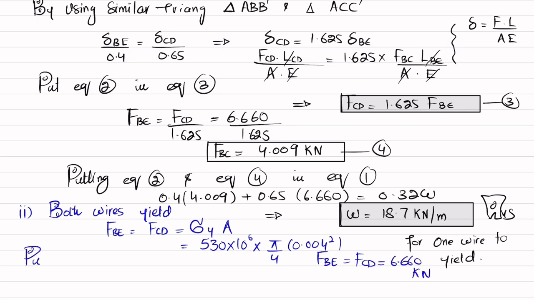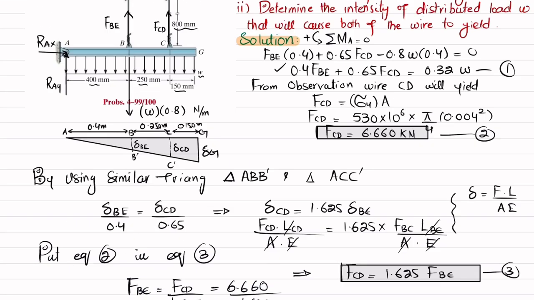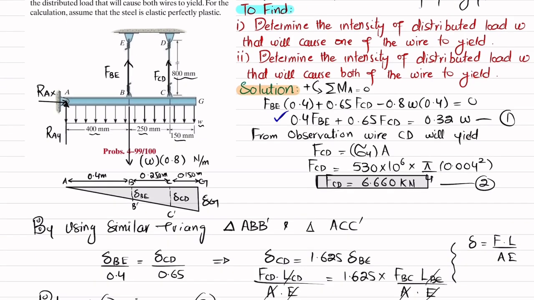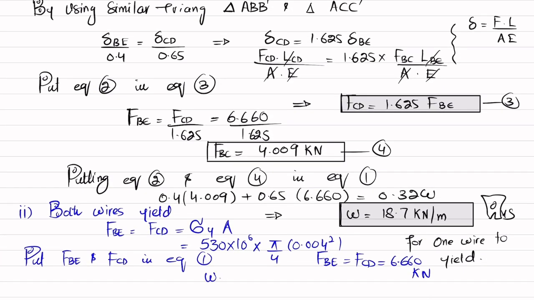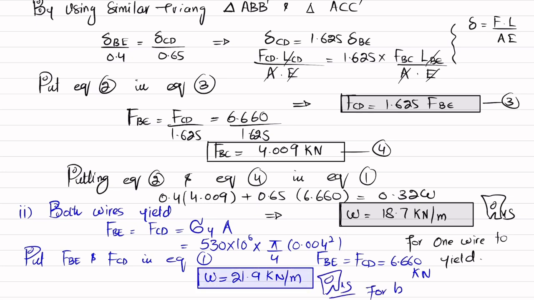Now put FBE and FCD in equation 1. Equation 1 is this one. Clear? When you put it, you will get W equal to 21.9 kilonewton per meter. And this is the value of distributed load for both wires to yield.